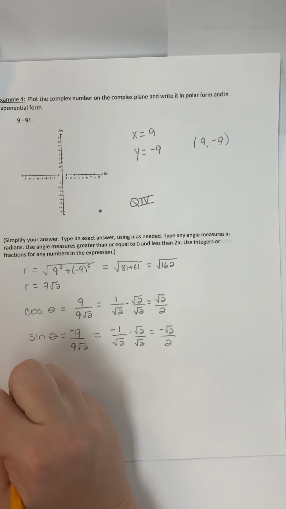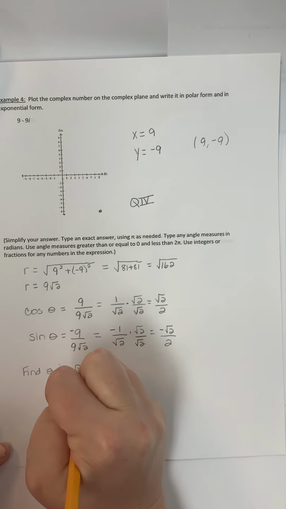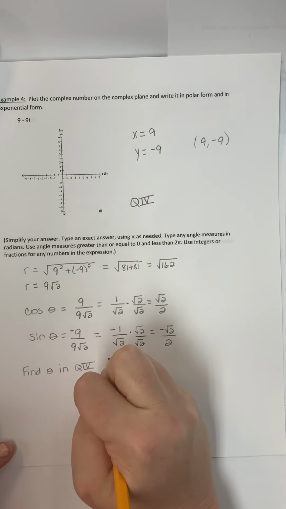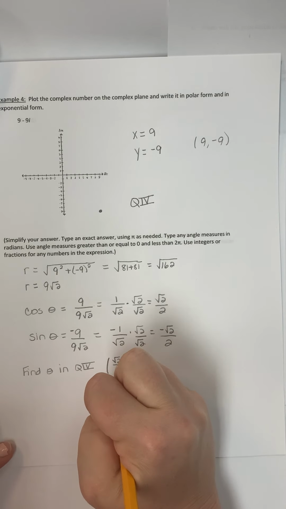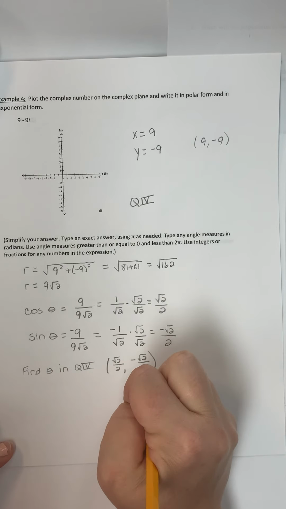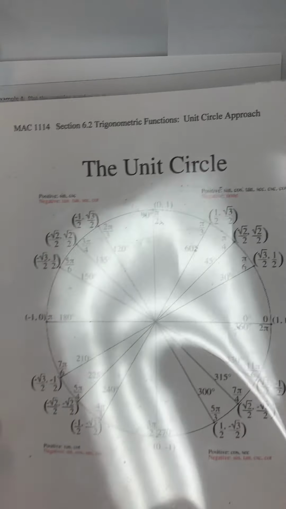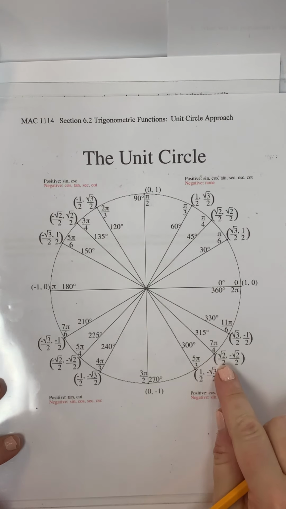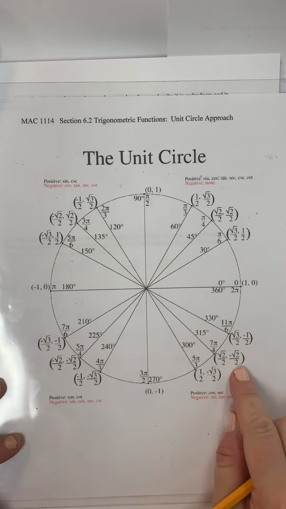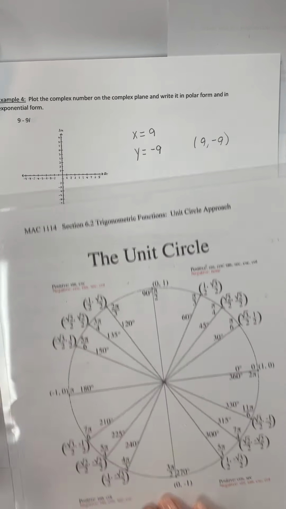So now I want to find theta in quad 4, and my point is root of 2 over 2, comma, negative root of 2 over 2. Okay, so quad 4, root of 2 over 2, negative root of 2 over 2. This has to be my theta, 7 pi over 4.